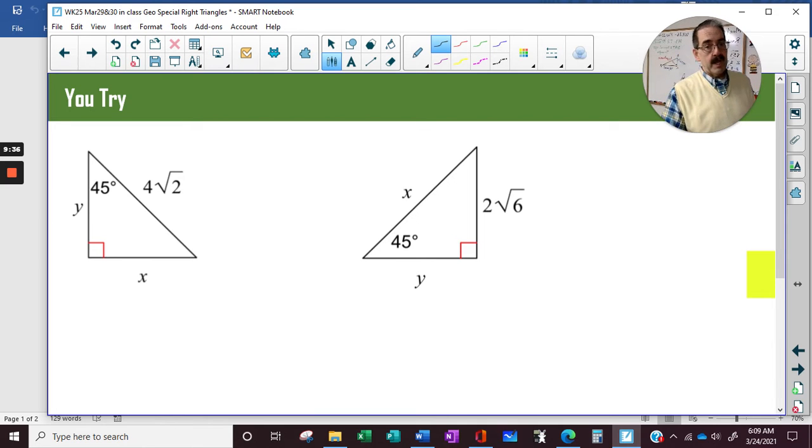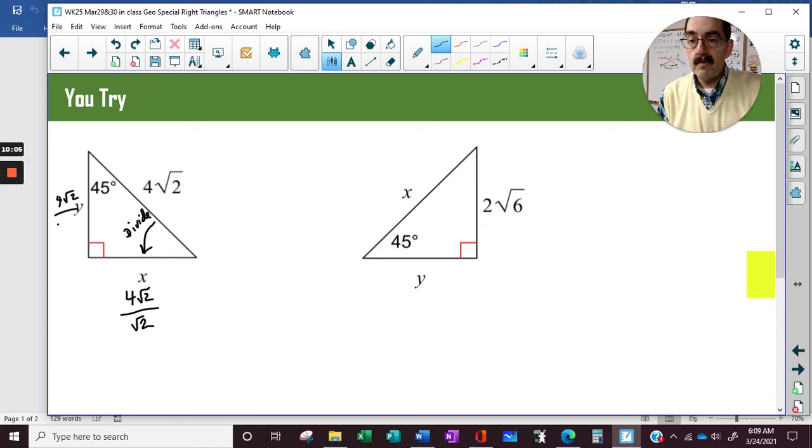Now, pause the video, and everybody try these two problems. Go. All right, don't forget, pause the video if you're not done. Okay, we're going to divide when we go toward a leg. So this is just 4 radical 2 divided by radical 2. It's a square, so this is just 4 radical 2 over radical 2. And yes, you can simplify. We would like you to do that. Radical 2 over radical 2 is a 1. Final answer, 4, 4.